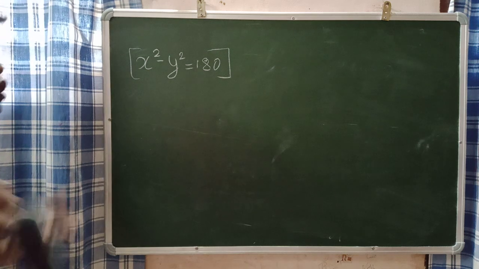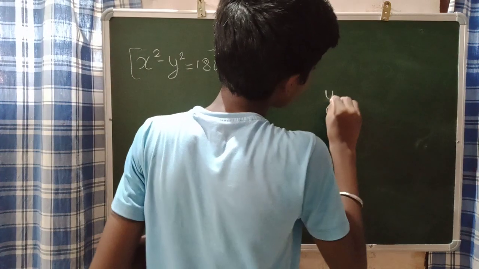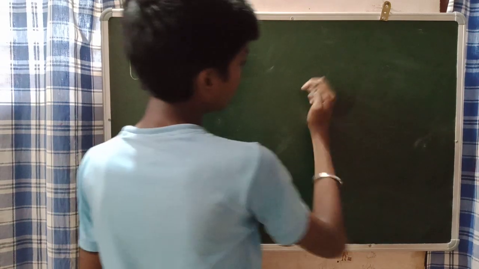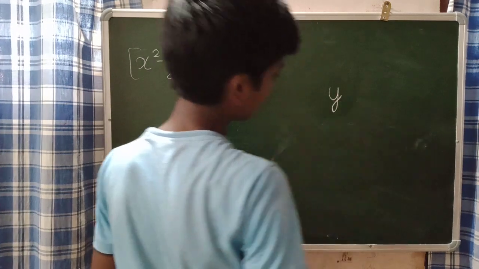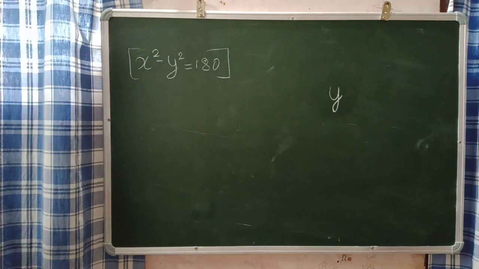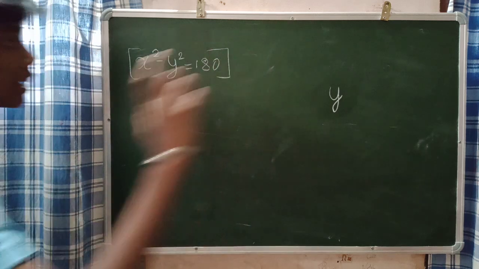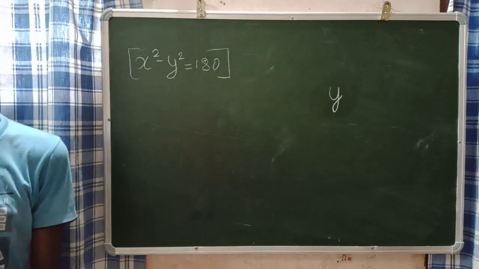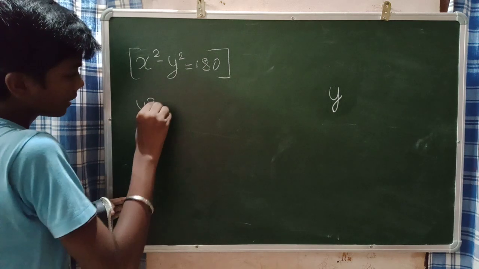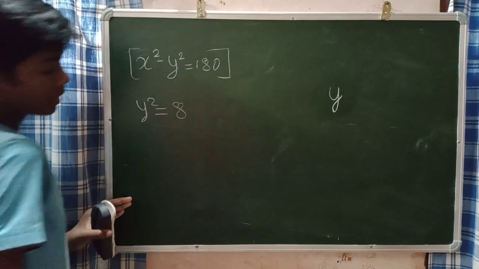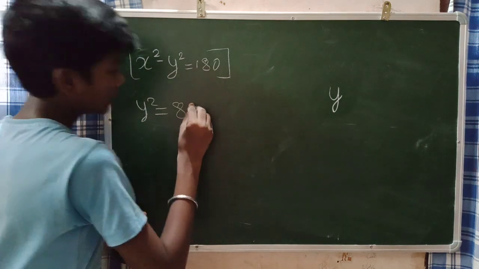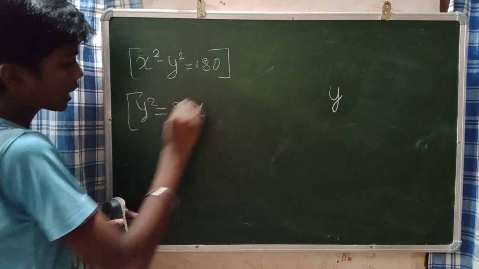Here, of course, we know that your y should be the smaller number. From this equation itself, I can say that your y should be the smaller number. If your y is the smaller number, they are saying the square of the smaller number, that means your y square is 8 times the greater number. So, y square is equal to 8x. That's what I could say now.